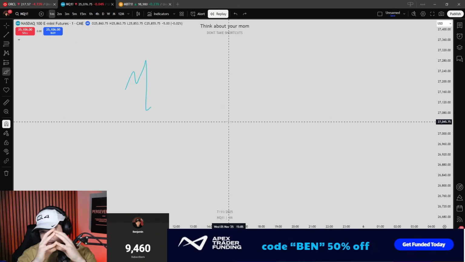That is a foundation of an entry. A market structure shift and a fair value gap is an entry model on its own, but we need to factor in the higher time frame. But that's an entry model. Market structure shift, fair value gap. You already know an entry model.